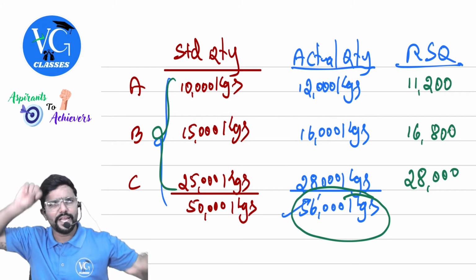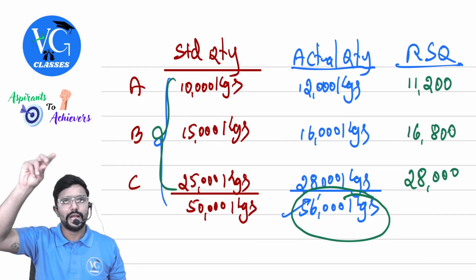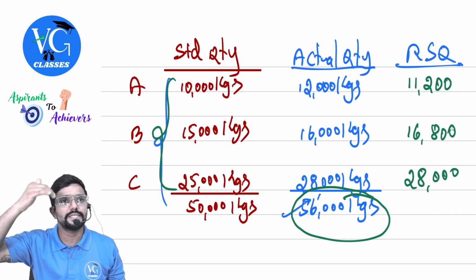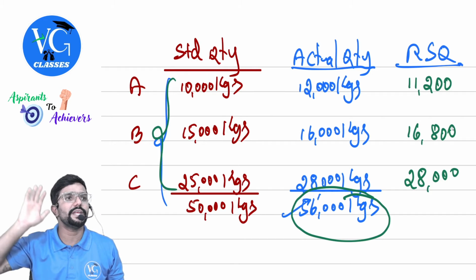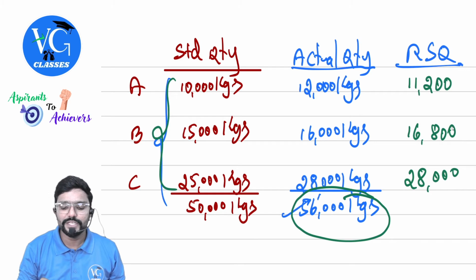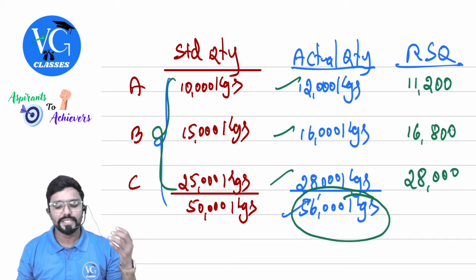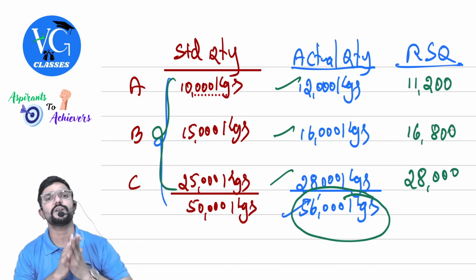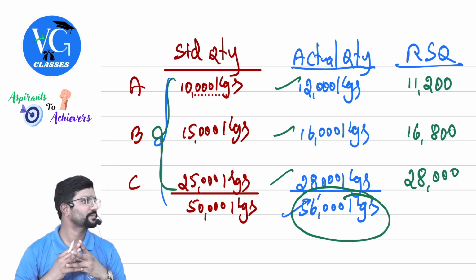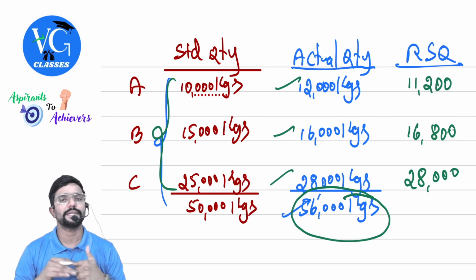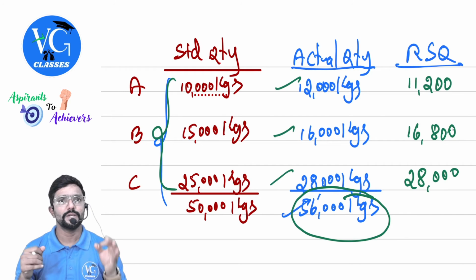Whatever I have used, I was supposed to use in what ratio now? 11,200, 16,800, 28,000. I was supposed to use in this ratio. But I have used in what ratio? 12, 16, 28. Is there a difference? Yes, sir. That is what we are finding out in mix, multiplied with standard price. Hope you guys got it.